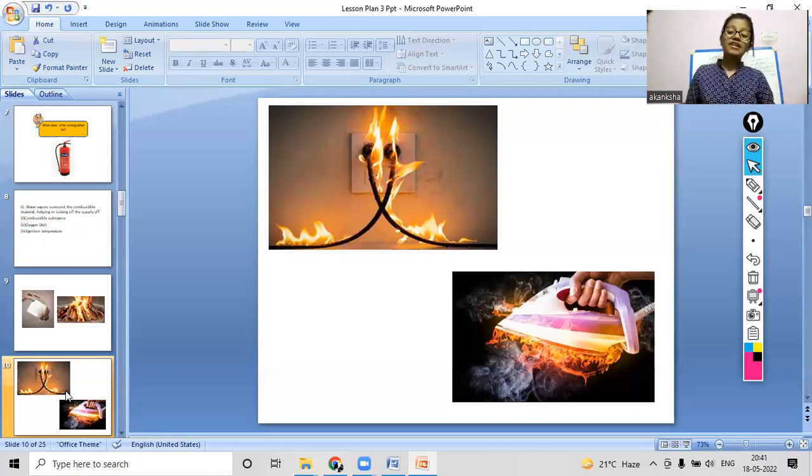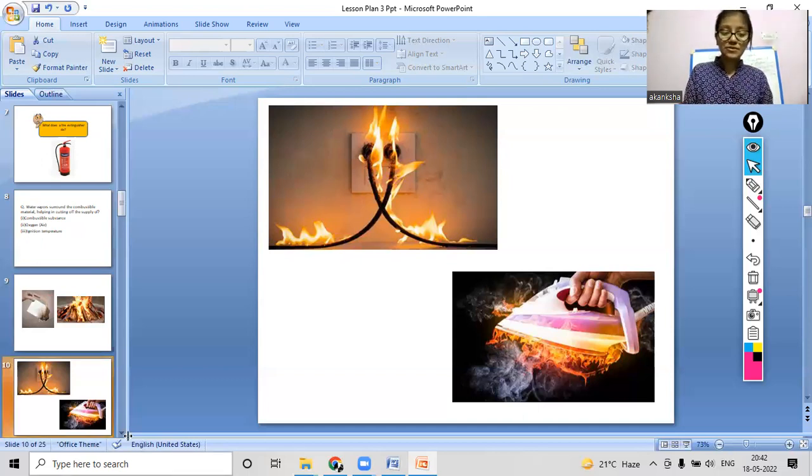But still, they will get more damaged. Okay. So yes. So now, how will you extinguish the fire in these two cases? Now, what will you use? You saw the picture earlier. Yes, very good. So now we will be using a fire extinguisher for such fires where we cannot use water.